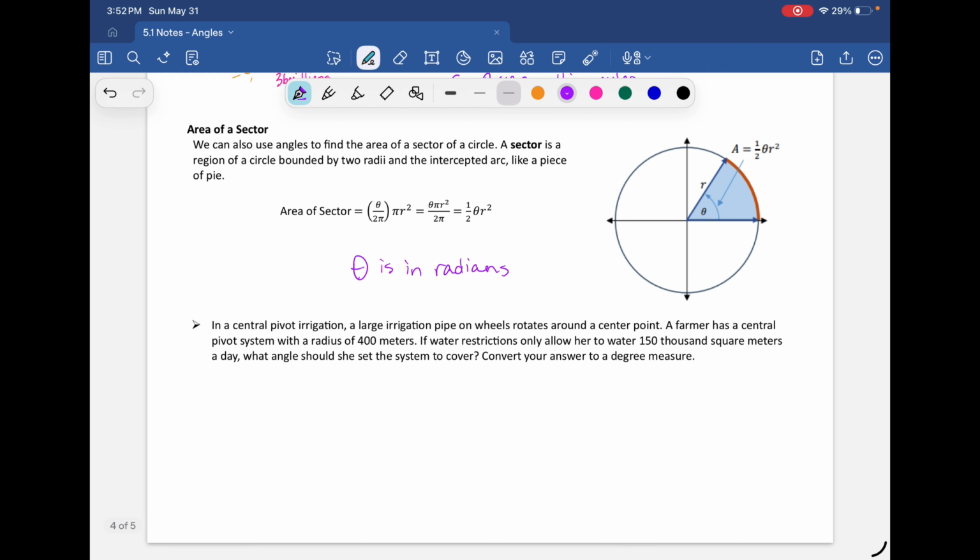Okay, in a central pivot irrigation, a large irrigation pipe on wheels rotates around a center point. A farmer has a central pivot system with radius 400 meters. So we have radius. It's always a good habit to just write down what you know, because you may need it. If water restrictions will only allow her to cover 150,000 square meters, okay, so that's square meters right here, that tells me that this 150,000 is an area.